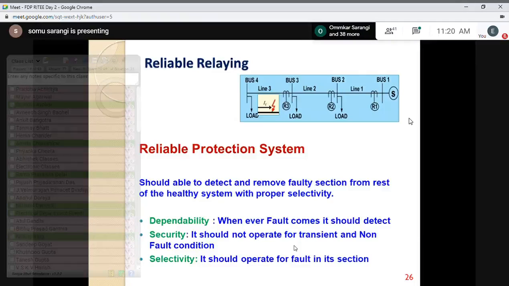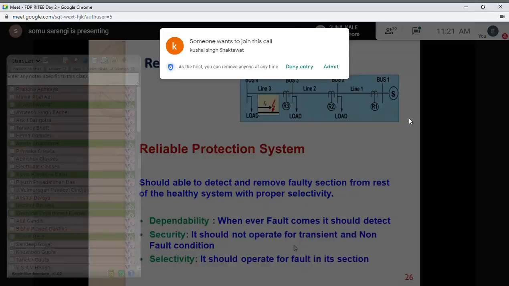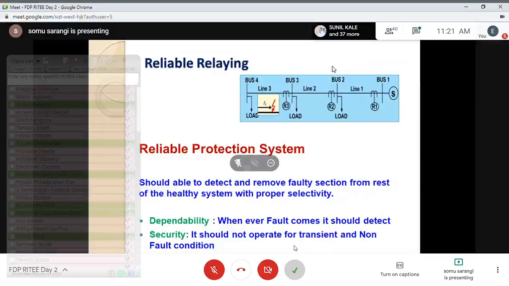Apart from that, we also have another characteristic called selectivity. Selectivity means if there is a fault in line 3, then relay R3 should operate, and relay R3 should have a backup from R2 and R1. Normally we observe that if the fault is in line 3, then the fault must be cleared from the system and line 3 should be disconnected. The load at bus 3 would still be supplied from the system, that is, the synchronous generator.